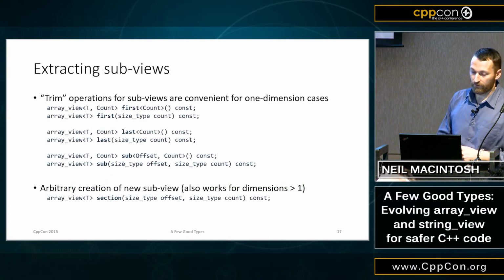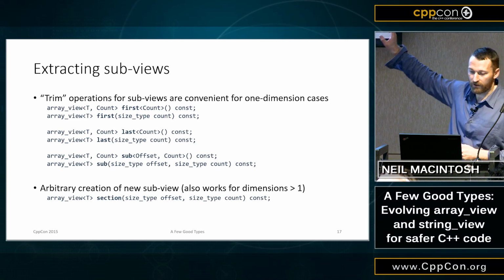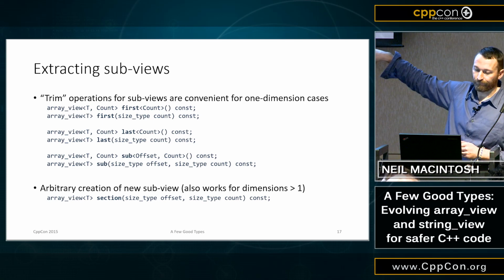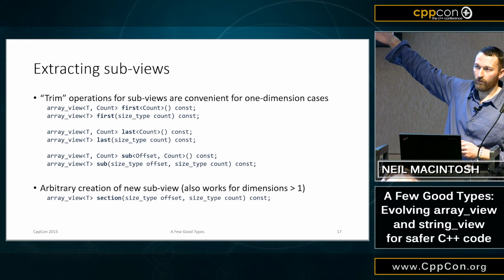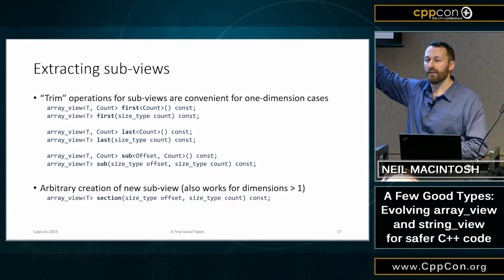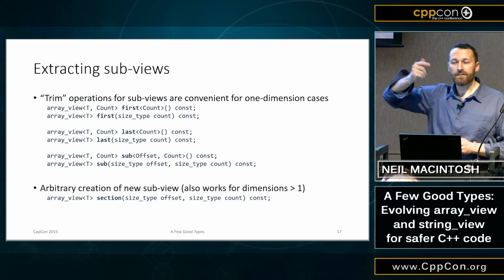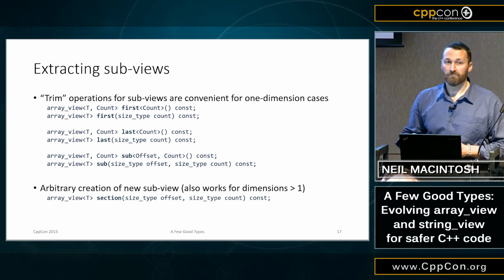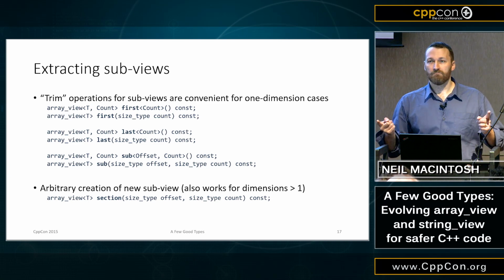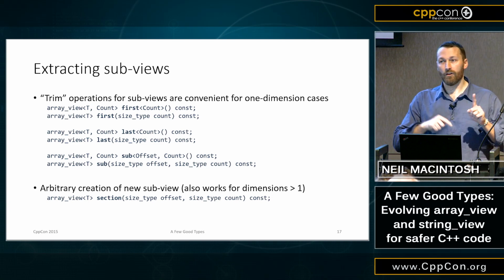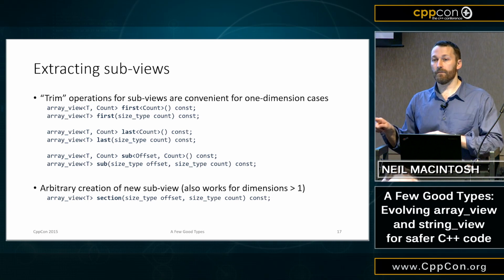Common to array view and string view, there are some operations which we touched on briefly in the earlier examples: first, last, and sub. You can see that all of them are overloaded, both in a pass-the-parameters-in-a-template version and a pass-the-parameters-as-actual-parameters version. The reason is that some of these are quite useful on fixed-size array views or fixed-size string views. If the thing's fixed size and you pass the parameters as template parameters, then a lot of that calculation can be done at compile time for you.